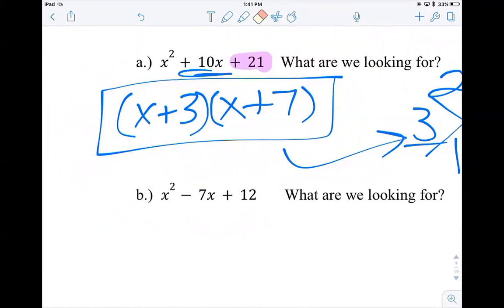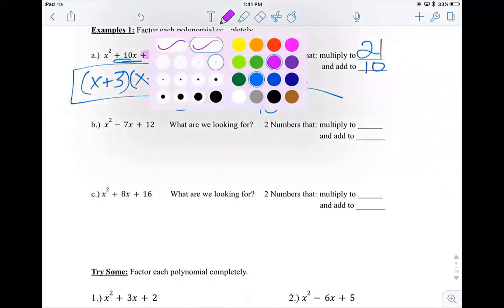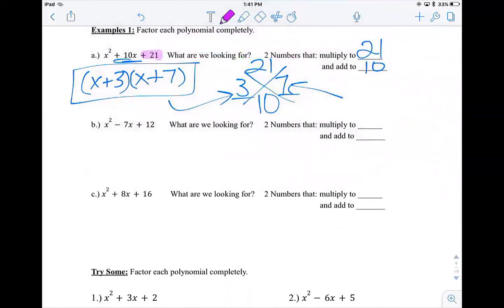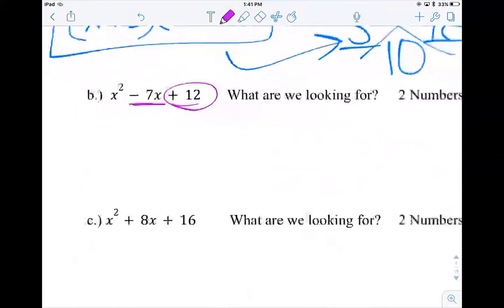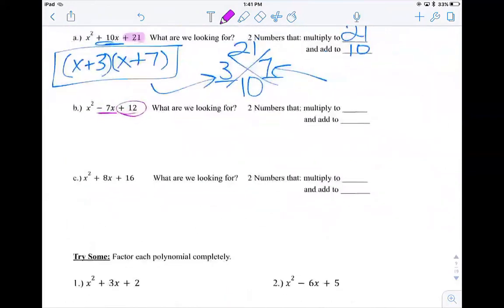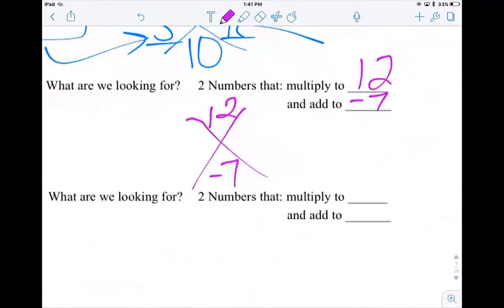So let's take a look at letter B. So we need two numbers. Again, we're looking for numbers that multiply to give us the last number and add to give us the middle number. So we need two numbers that multiply to give us positive 12, but now add to give us negative 7. So to help us think about that, I'm going to set up my diamond with 12 on the top and negative 7 on the bottom.